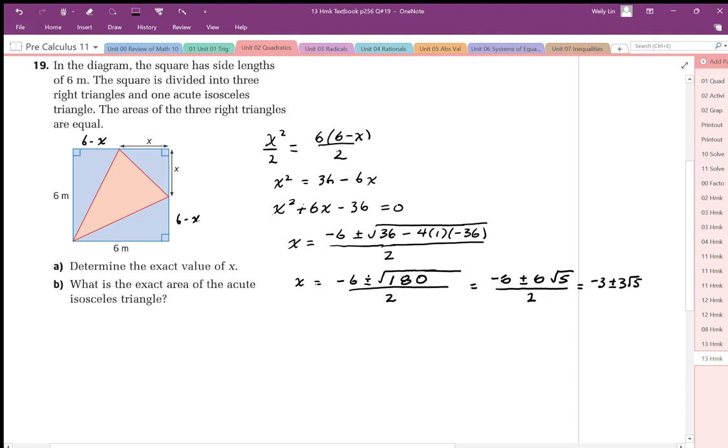Now the value of x can't be negative, so we have to eliminate the negative version of that, and the side length x is going to be negative 3 plus 3 square root 5. And that's the exact value of that side length, and that's going to be, in this case, meters.